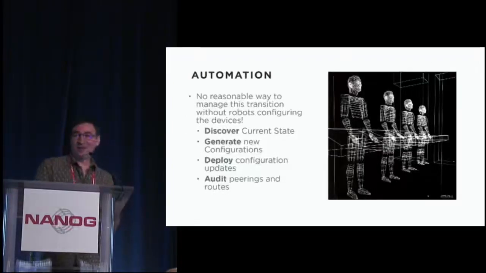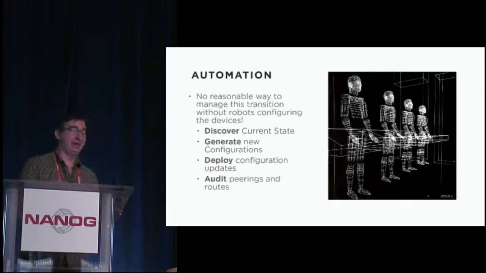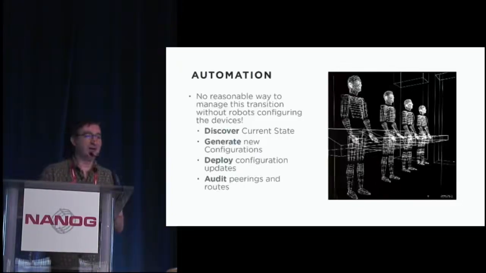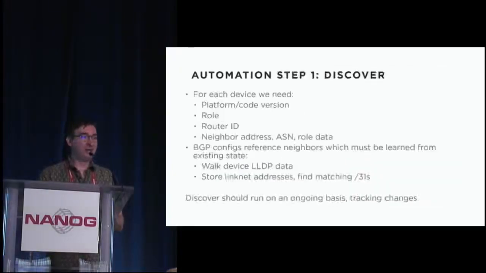Automation. You're going to be building a lot of peering statements. There is no reasonable way to do this without building and deploying your configs using software. Just no way. Not unless your network is very, very small, which ours, of course, was not. We developed 4 main phases for our automation solution for doing this rollout.